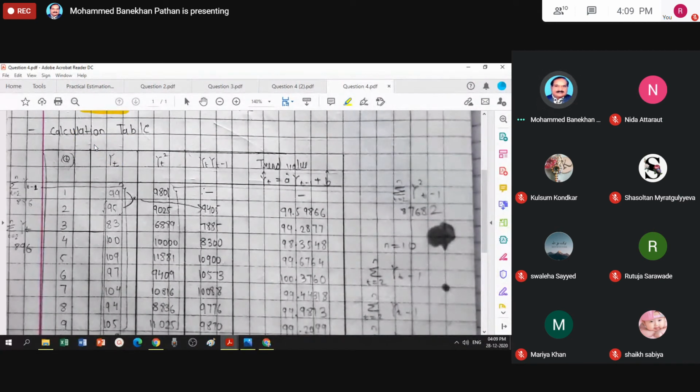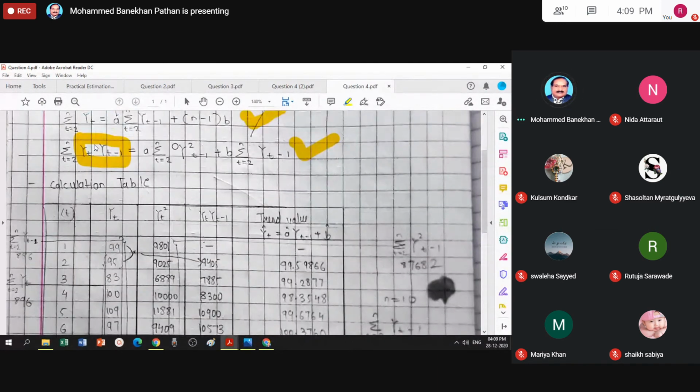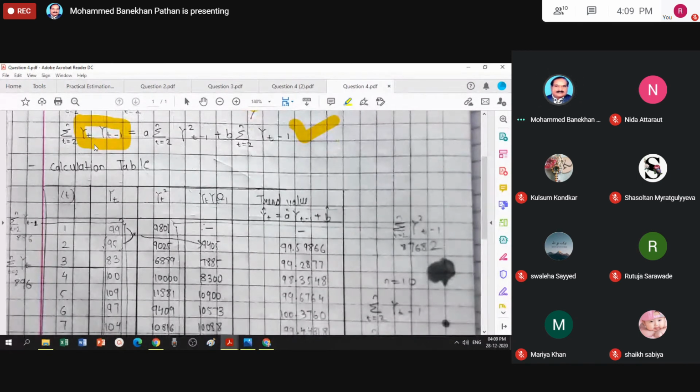Column number 1, value of time factor. Column number 2, value of time series. Column number 3, y square t, the square of this, which I require here. Column number 4, yt multiply yt minus 1. If I put t equal to 1, here 1 minus 1 is 0, so I don't have a y0 value. So I don't have an answer for this at first. So make a dash here, make a dash here.